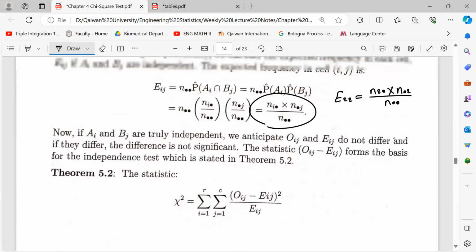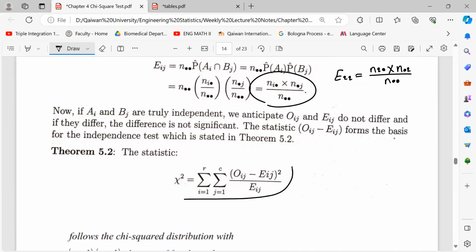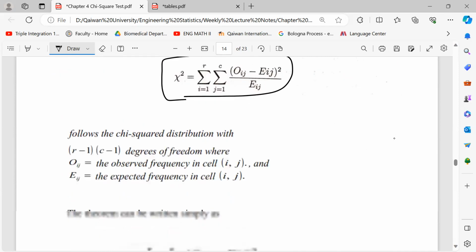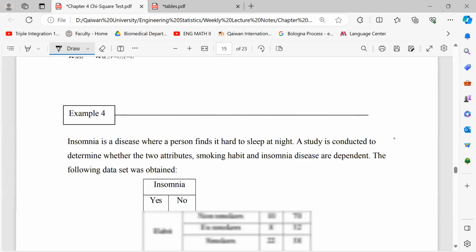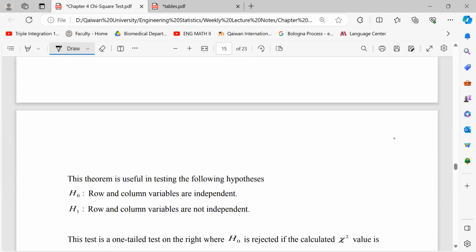After finding the expected frequencies, we do the same as we did before. We say observed frequency minus expected frequency squared, divided by expected frequency. Find these all, and then find their sum, and you get the result. Here we have an example I leave for the next lecture.